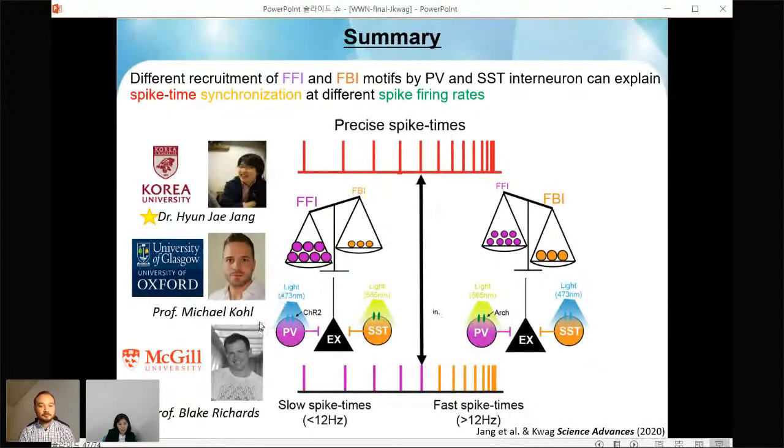So we thank Professor Michael Cole and Blake Richards very much, who also gave a lot of help with the analysis of the neural codes, for the analysis of synchronization of neural codes. So Hyun Jae-jang did the majority of the experimental work for this study and all of the computational modeling and analysis, and with the help of Professor Michael Cole and Blake Richards, we were able to publish this work in Science Advances last year.